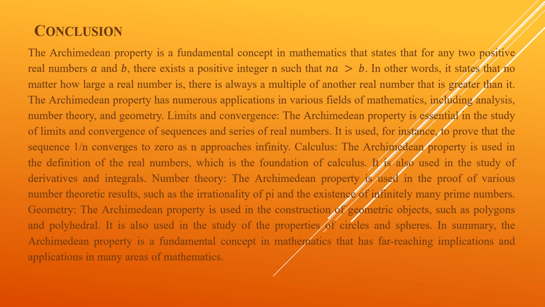Number theory. The Archimedean property is used in the proof of various number theoretic results such as irrationality of pi and the existence of infinitely many prime numbers. Geometry. The Archimedean property is used in the construction of geometric objects such as polygons and polyhedra. It is also used in the study of properties of circles and spheres. In summary, the Archimedean property is a fundamental concept in mathematics that has far-reaching implications and applications in many areas of mathematics.